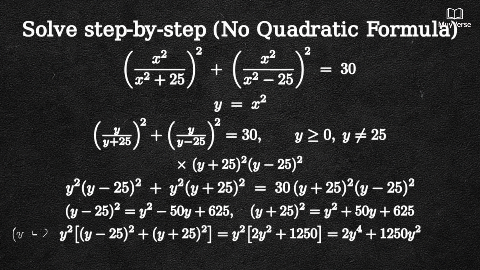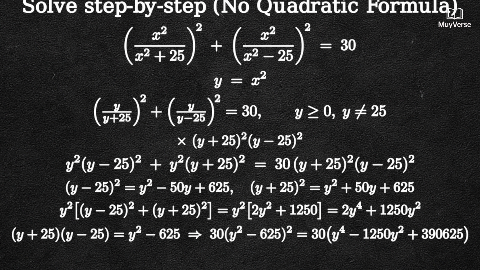1250y squared. On the right, note that (y plus 25) times (y minus 25) equals y squared minus 625. So the right side is 30 times (y squared minus 625) squared, which is 30 times y to the fourth minus 1250y squared plus 390,625. Step 4. Bring all terms to one side.